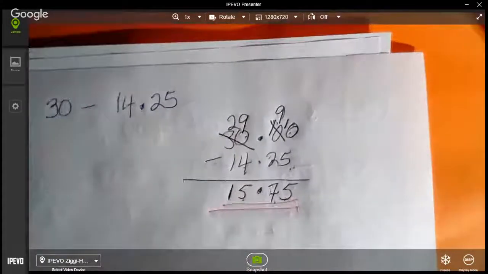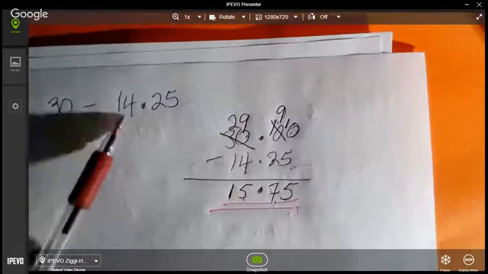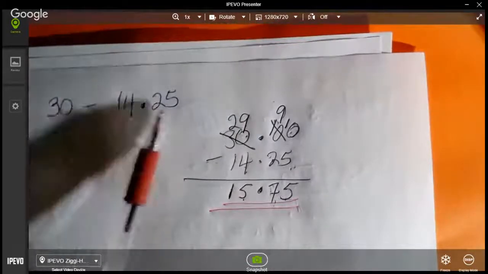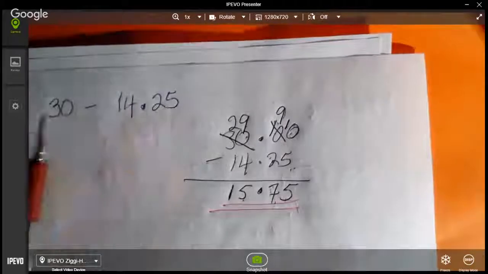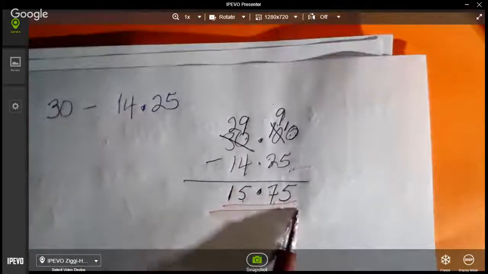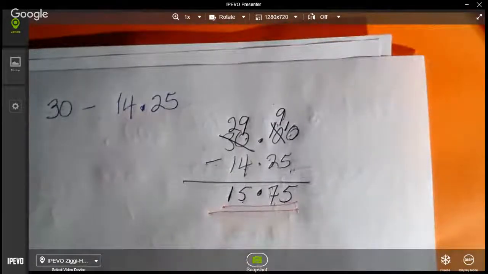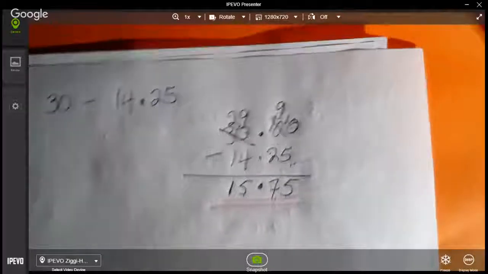So my answer should be what? 15.75. So 30 minus 14 and 14.25, or 14 and a quarter, should leave me with 15.75 or 15 and 3/4. Okay. Yes, sir. All right.